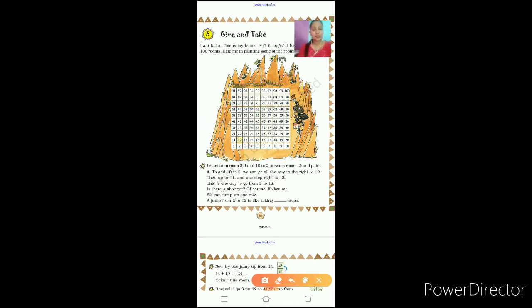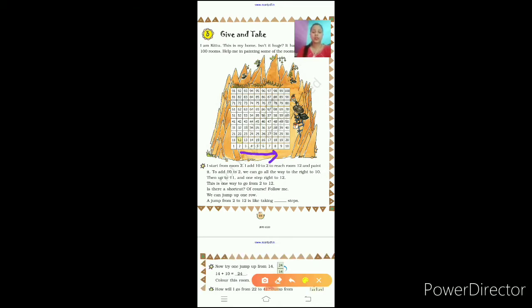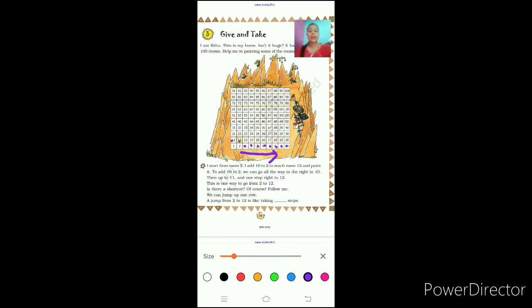So basically there are two ways to reach room number 12. The first way is to go right from room number 2. So 1, 2, 3, 4, 5, 6, 7, 8, then 9 and 10. Don't go directly from 10 to 20, it's not the correct way. So when you add 10 to 2, she reaches room number 12.